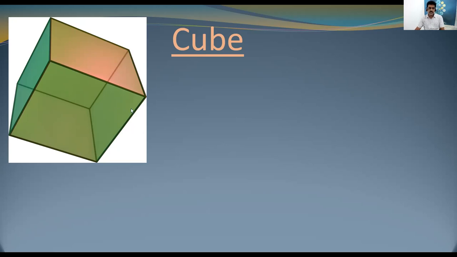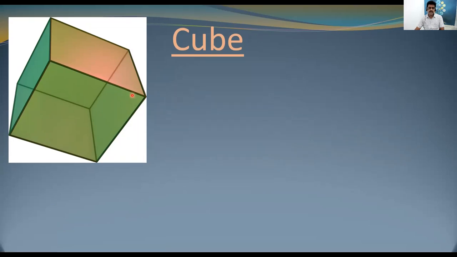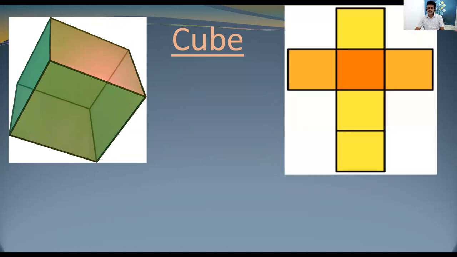Okay, let us observe, children. This cube, if you open the box, cube box, it will be like this. Isn't it, my dear children? If you open a cube box, it will be like this. See, this is top face, this is bottom face, and the side faces, and frontward, backward. Like that, there are 6 faces for a cube.